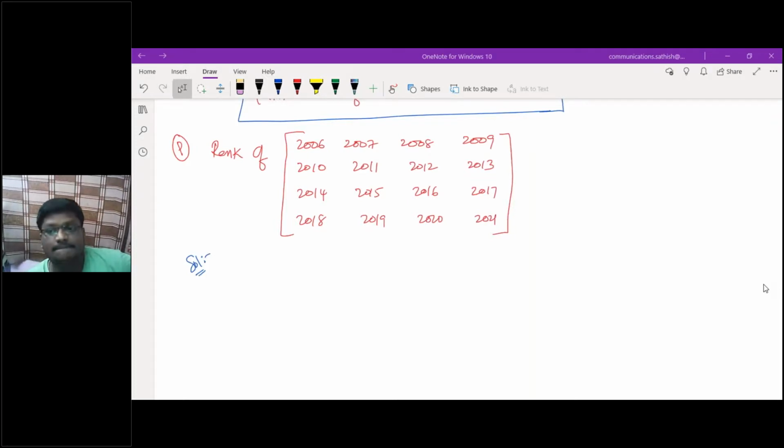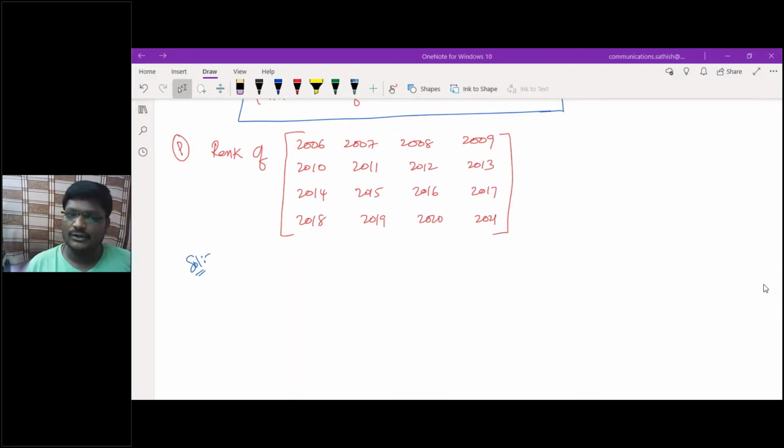Are you following me? Yes. I hope this is a fourth order matrix. I'll suggest the row echelon form. If you use your common sense properly, if I subtract row 2 with row 1, 2010 minus 2006, you will have 4. Similarly, 11 minus 7, 4. 12 minus 8, 4. 13 minus 9, also 4.